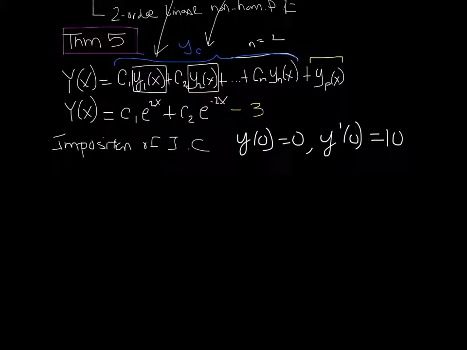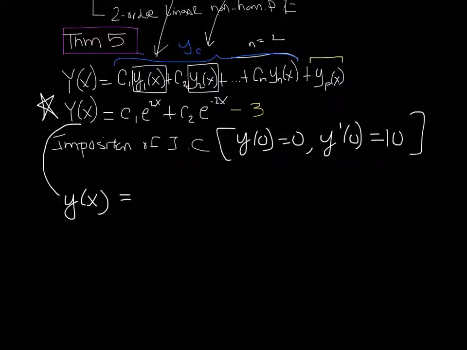Okay, so those are my initial conditions. This is the main equation we're going to use, and the book is calling this guy y of x. I'm going to write the same thing, but the book calls it a small y of x, so that's all I'm doing.